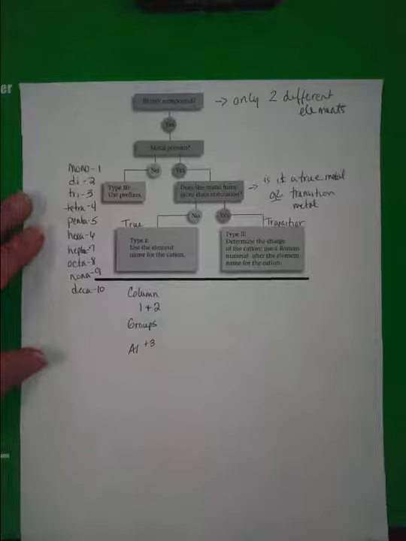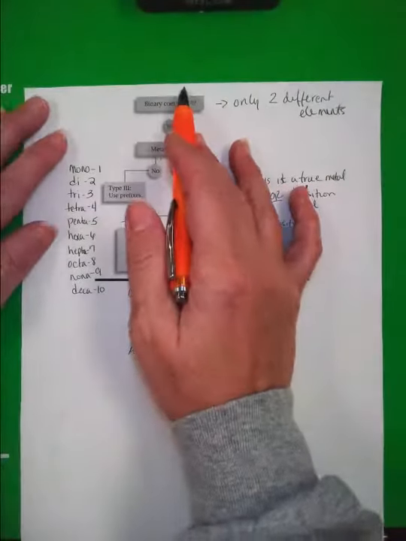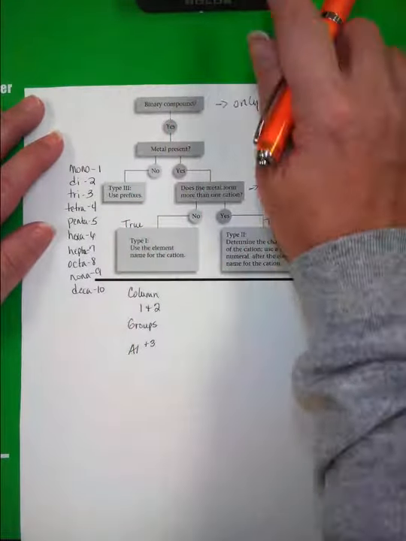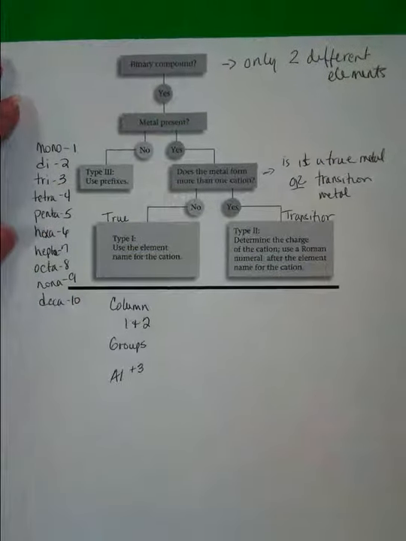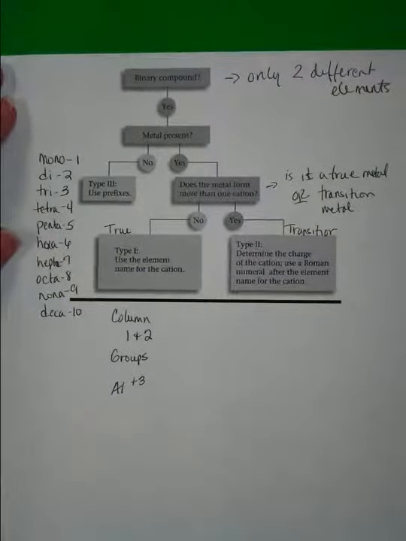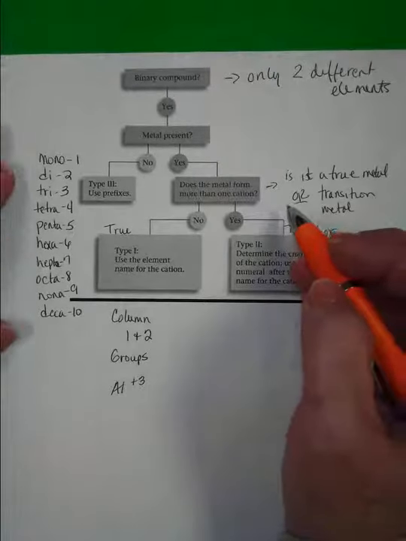Let's look at a review on how to name binary compounds. We'll just start from the top. Let me zoom in here just a little bit, make it a little bit easier to see. So this is a flow chart like it's in your book, and I've added a few things to it just to help us remember as we go through.